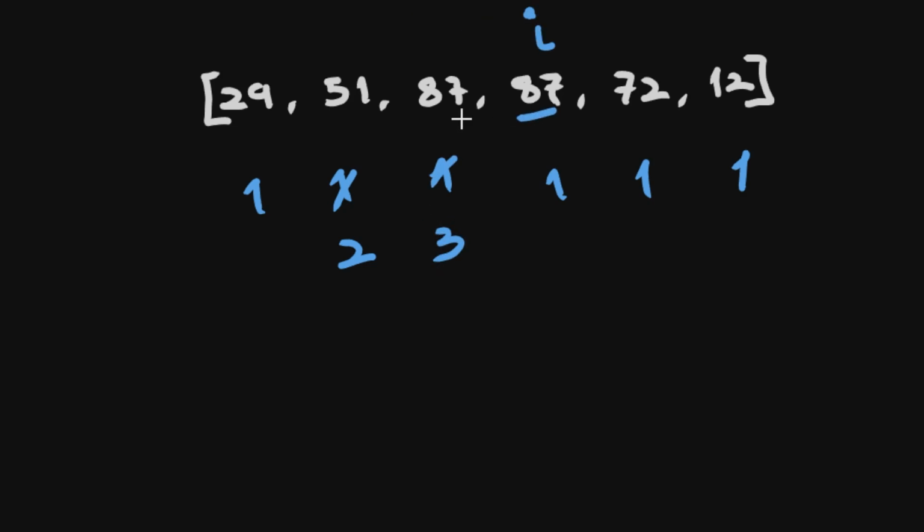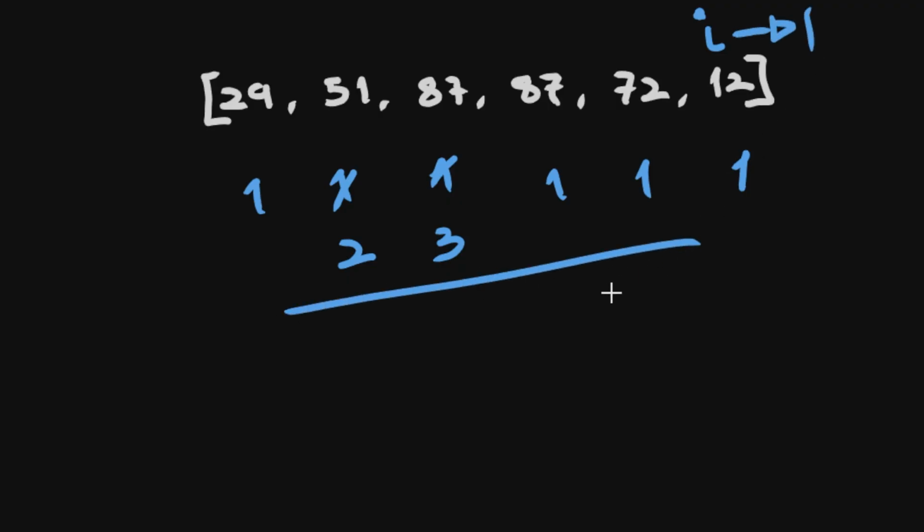Now 87 equals 87, so we keep 1 candy and we continue. 72 is smaller than 87, so we update I once again. And 12 is smaller than 72, so we end here. Now this is the candies array up to this moment, and now we will iterate this from right to left.